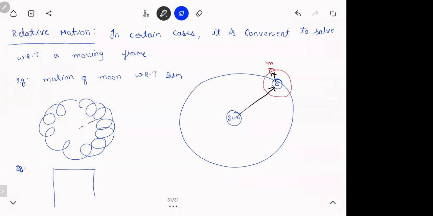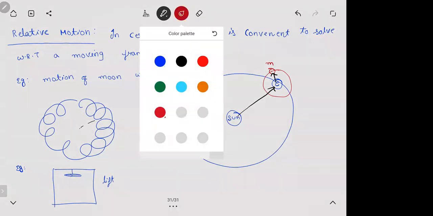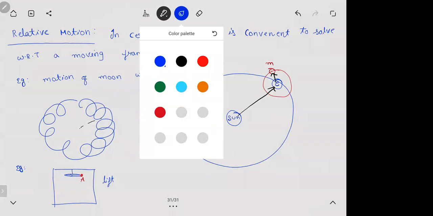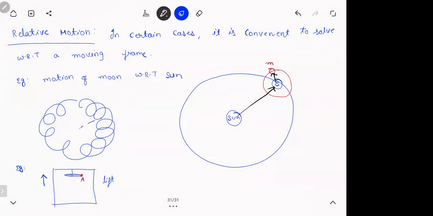Same way, if you see this example, let's say you have a lift. And inside the lift, you have a fan. Now, if you paint one tip of the fan, getting it? So if you take a red color marker and mark some red color on the fan's wing, and if the lift is going up, can you tell me how will the motion of this point be? The fan is rotating also and the lift is going up also. If you see this motion, it looks like this, isn't it? The edge of your fan is going in a circle and the lift is going up. It looks like this.